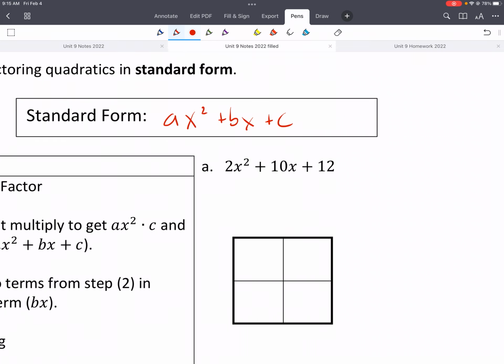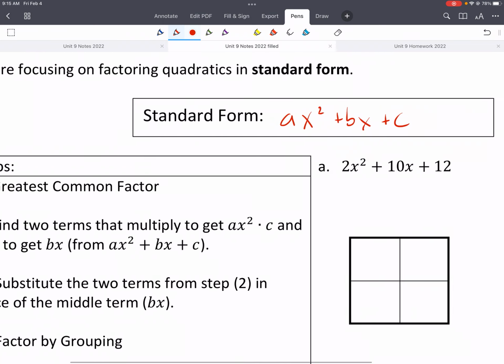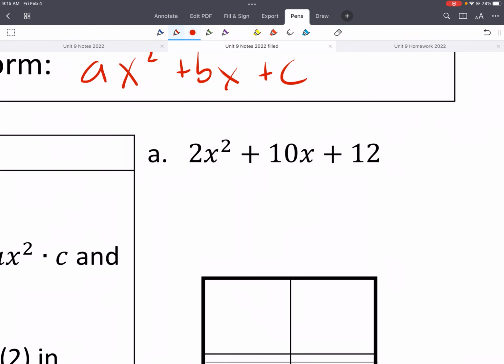And again, the first thing it says is to factor out, maybe I should have written, factor out the greatest common factor. So if we look at these three terms, what's the greatest common factor? Well, it would be a 2, right? We could take out that 2, and then we'd need to write down what's left behind. So if we divide everything by 2, we would get x squared plus 5x plus 6.